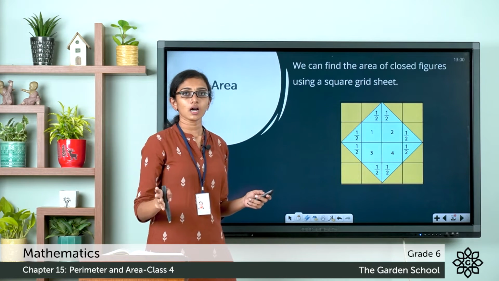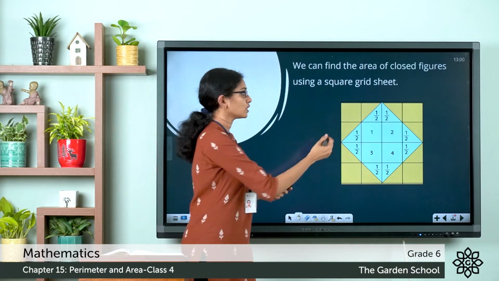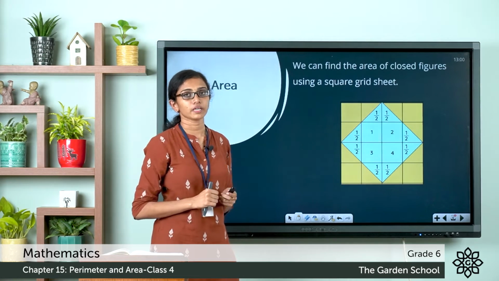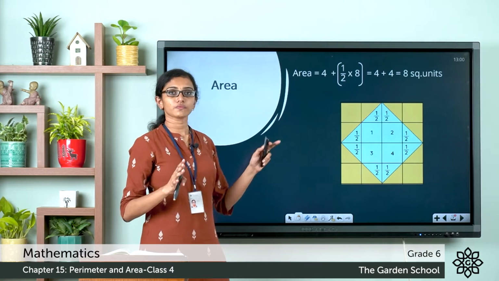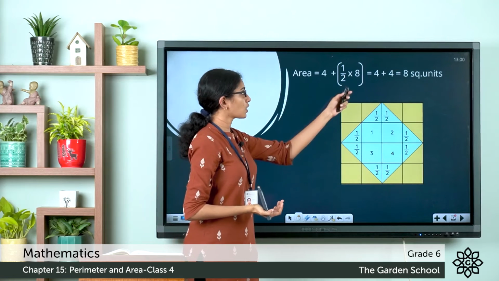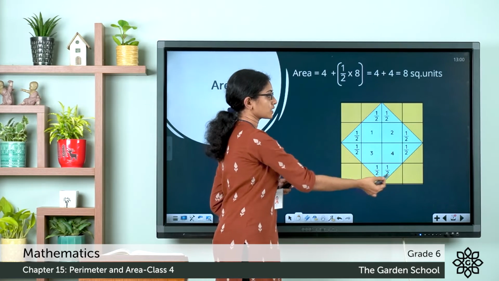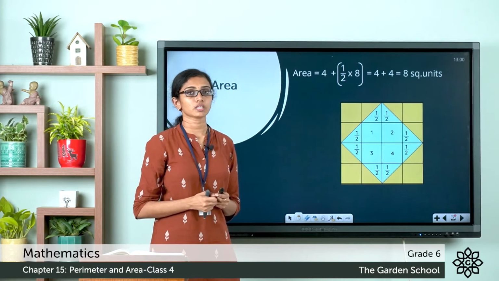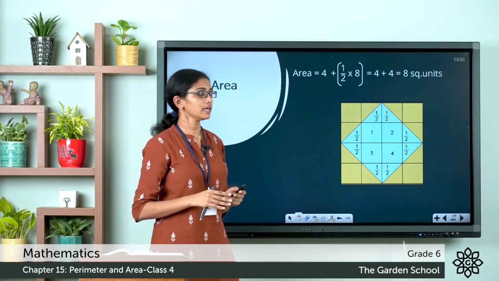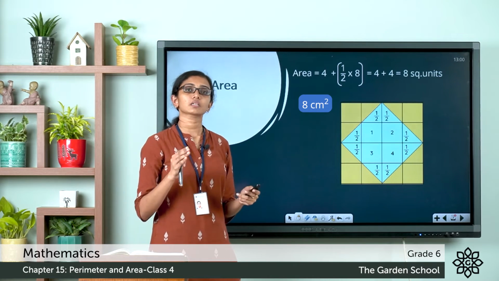So, the total area will be equal to the 4 square units plus half of the 8 squares which are covered only by half by the given figure. So, in this case, the area of the given figure will be equal to 4 plus 1 by 2 into 8, which is 4 plus 4, that is equal to 8 square units. So, the equivalent area covered by this figure given here is equal to 8 square units. So, if each of these squares is of 1 centimeter side, then the area can be said as equal to 8 square centimeter or 8 centimeter square.